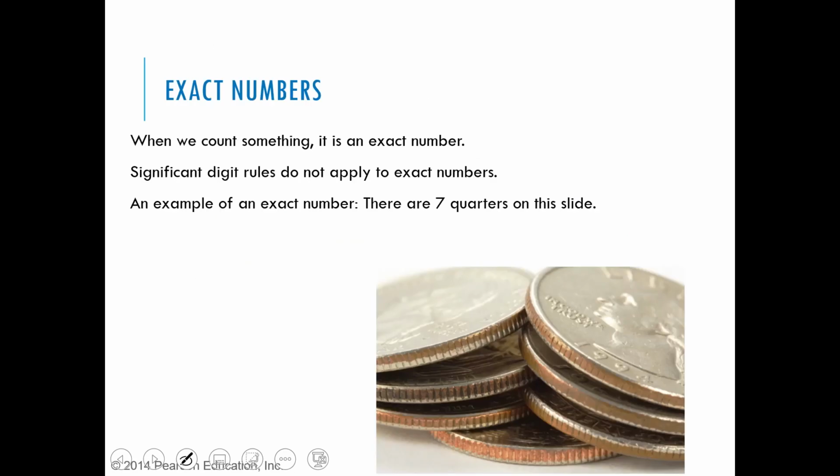If I looked at these quarters right here, I would say that there's 1, 2, 3, 4, 5, 6, 7 quarters. There's not 8. There's not the possibility of there being 8. It's not like the slide where I said, okay, we could be exact to the whole number, and we're going to say, well, maybe there's 7.5 quarters. Maybe there's 7.2 quarters. No.